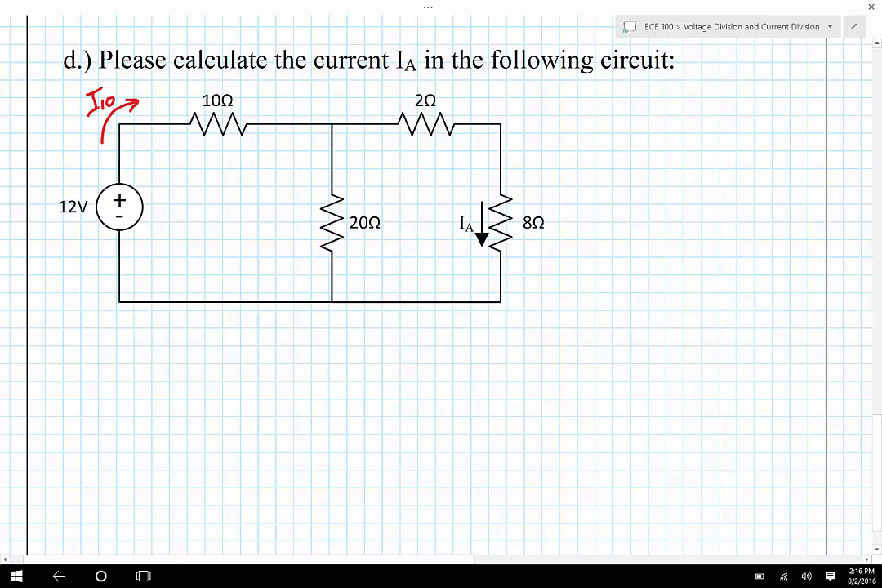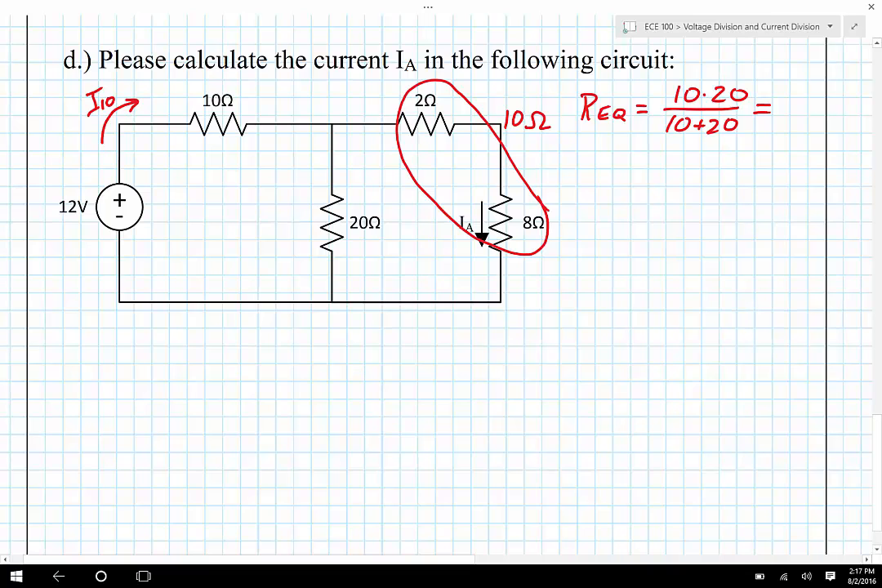Let me go ahead and combine the 8 and the 2 ohm resistors here. That's going to give me 10 ohms. And then you can see that once I combine those in series, that 10 ohms is going to be in parallel with the 20 ohms. So if I calculate what is R equivalent, it's 10 times 20 over 10 plus 20. That's 200 over 30. That works out to be 6.667 ohms.